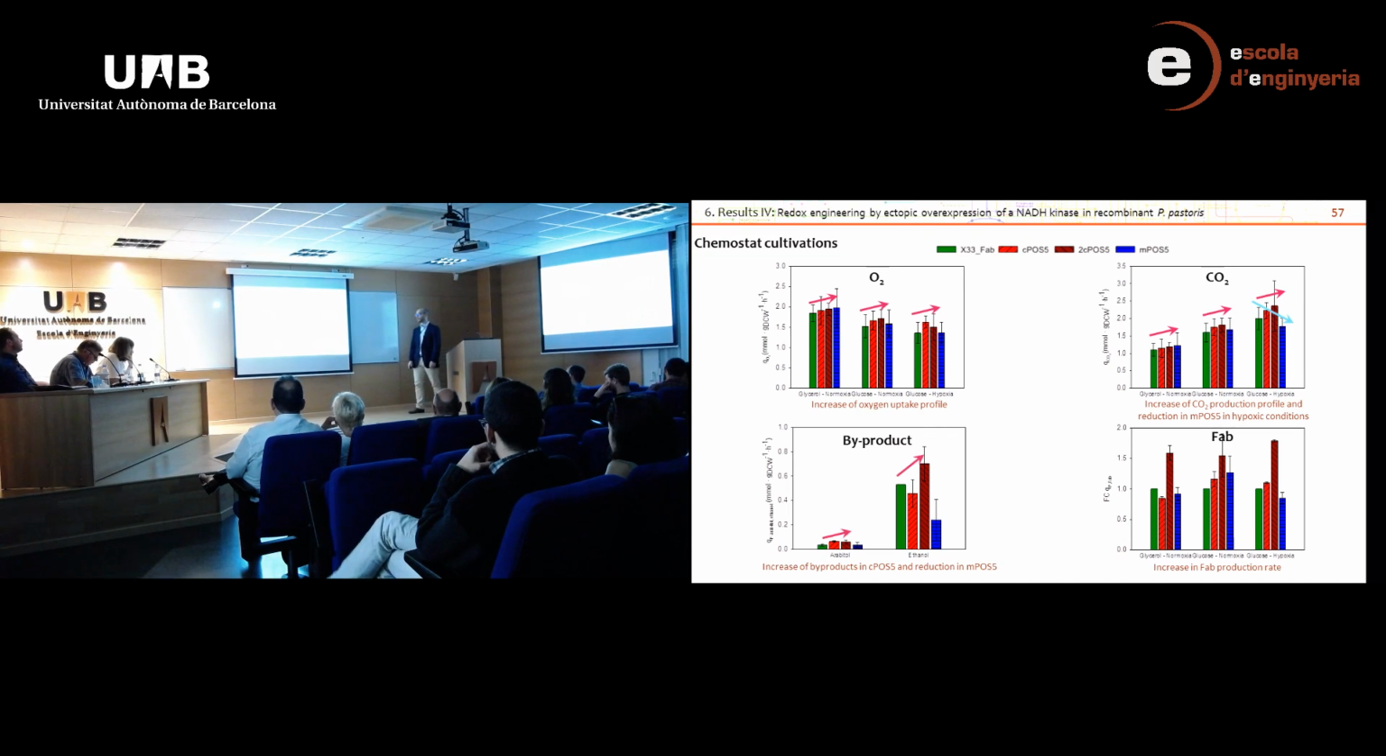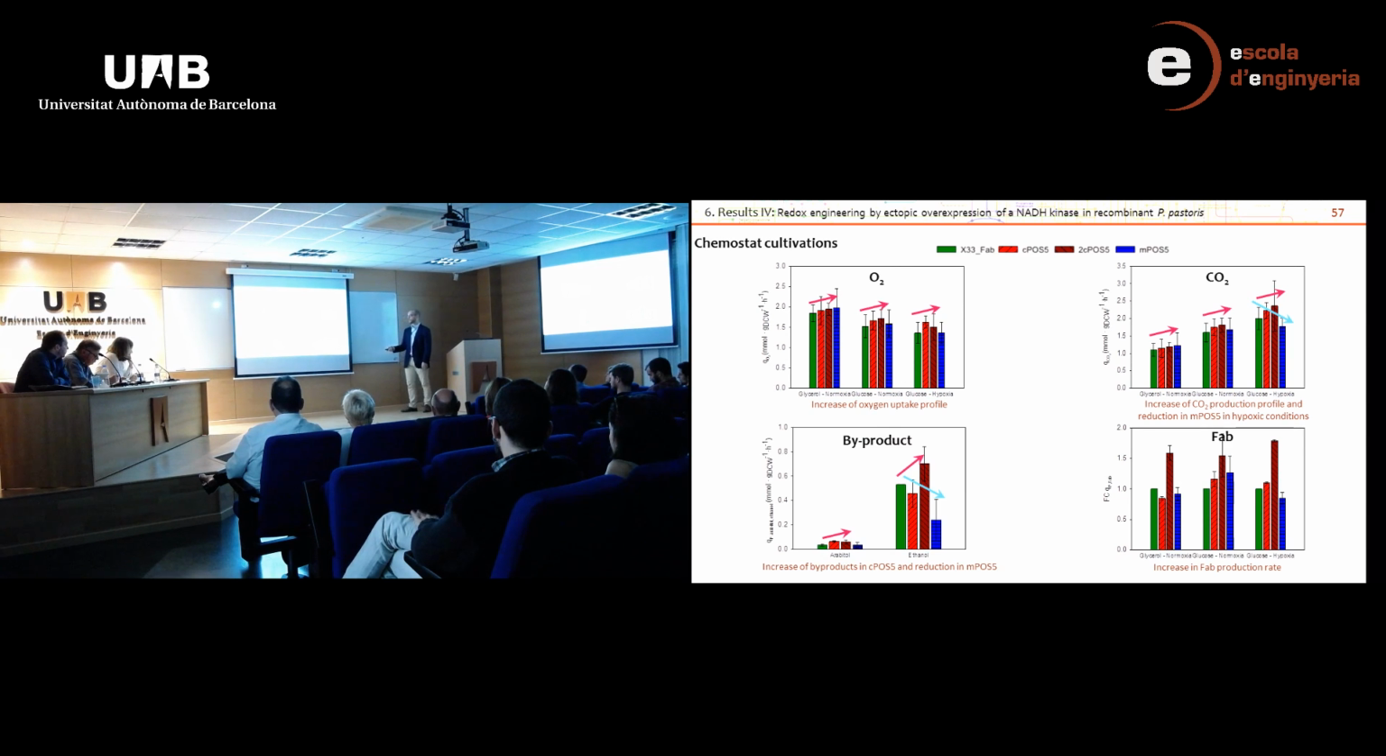Regarding the byproduct profile, we can see that the cytosolic expression of POS5 showed similar or higher values of both arabitol and ethanol. In the case of the mitochondrial strain, in hypoxic conditions, a reduction of the ethanol production rate is shown. Finally, and maybe most important, as it was one of our objectives in this chapter, is to look into the fat productivity. Here's a representation of the fold change in fat productivity with respect to the control strain.